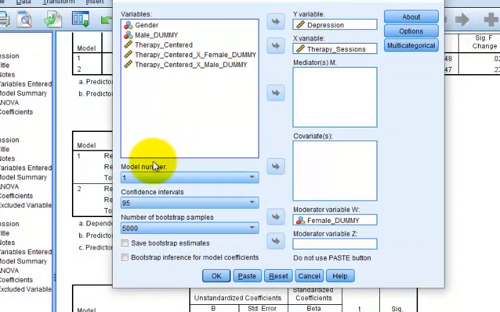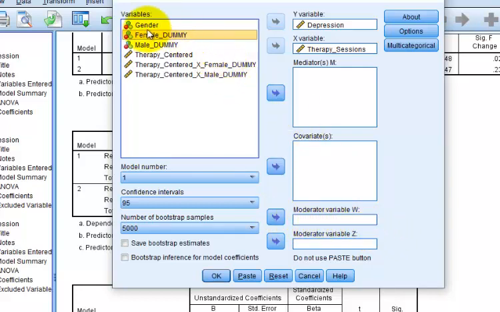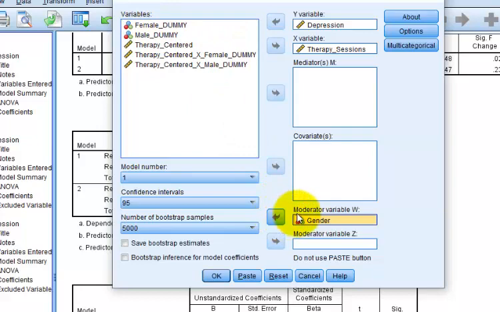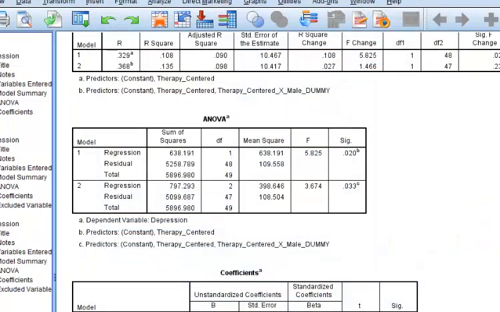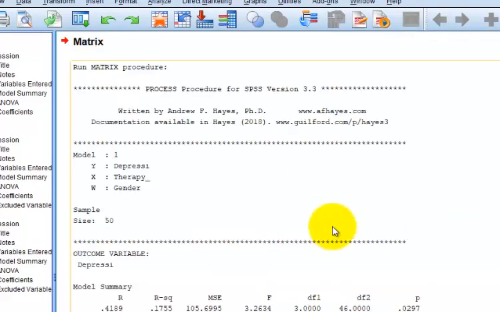So depression, right? I'm on model 1. That's a moderator. Depression is the DV, therapy sessions is the IV. Female dummy coding. You know what? I can probably stick in the actual gender here for categorical variables because it knows how to do that stuff. And click OK. And up pops the output.